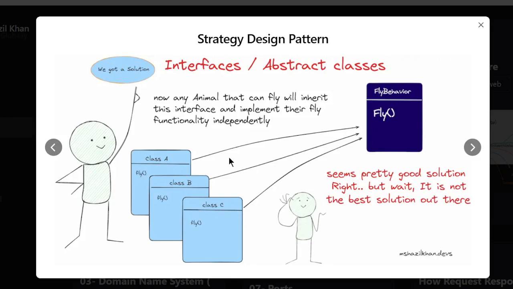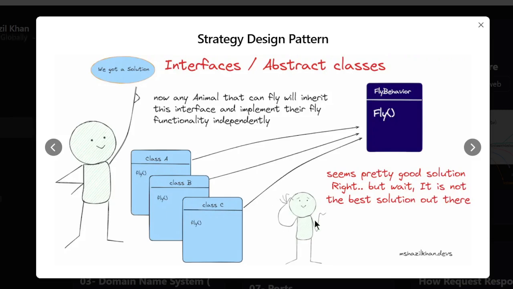how we are solving the problem is that if we had added the fly functionality to the parent animal class, then the animals that do not fly would also have the fly functionality. So only the animals that are able to fly are going to inherit this interface and provide their fly implementation, and the animals that do not fly are not going to implement the fly behavior from the abstract class, meaning they are not inheriting from the fly interface. So this is how we solve our problem, and this is perfectly solving all the problems.